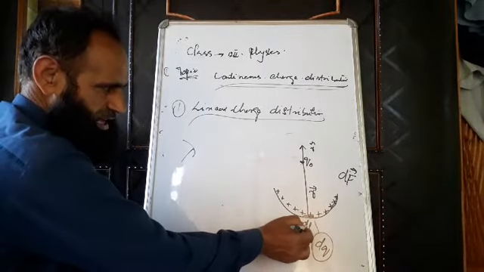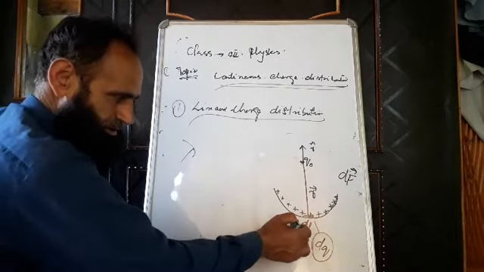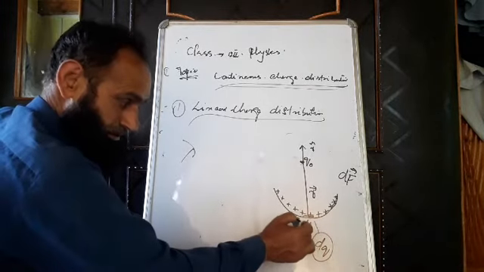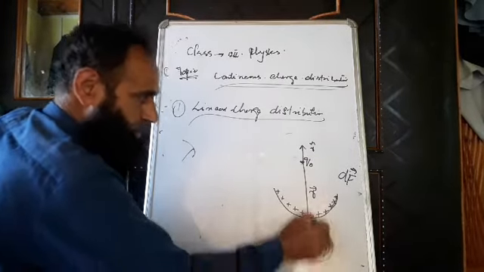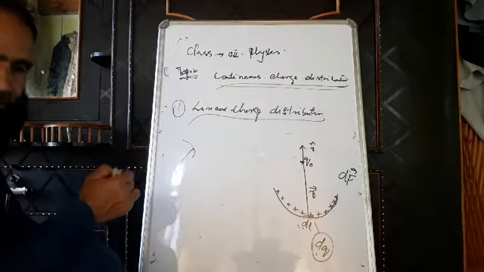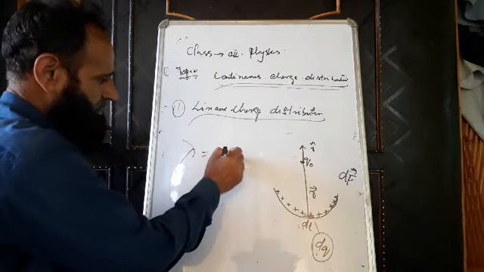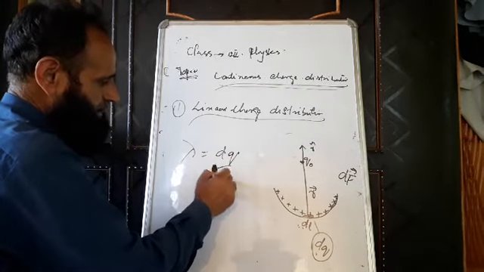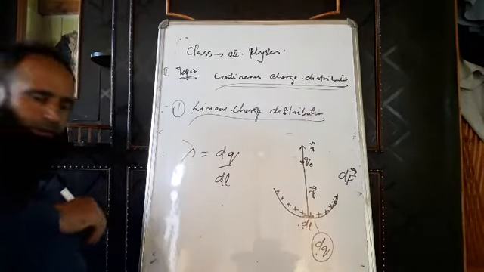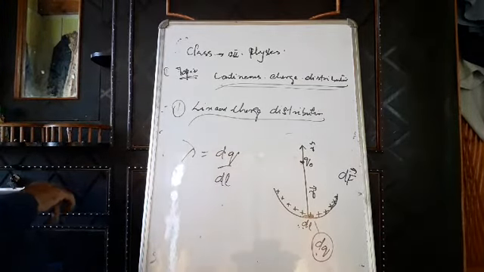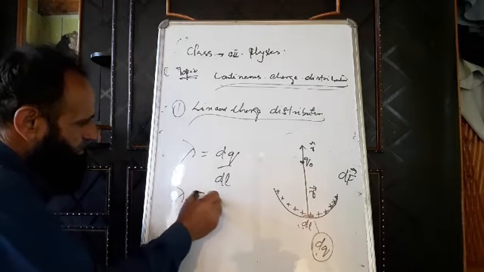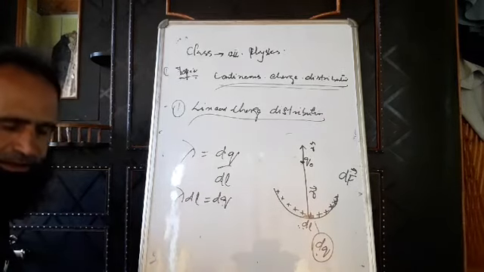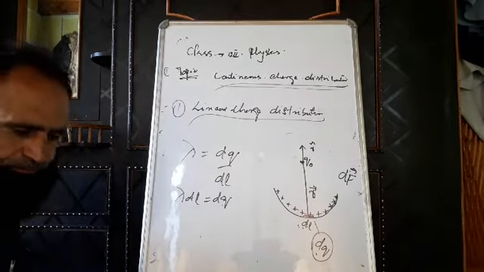Then we can say the linear charge density lambda, between the element dl and the charge q naught, or between dq and q naught, would be equal to dq divided by dl, charge per unit length. So lambda dl would be equal to dq.